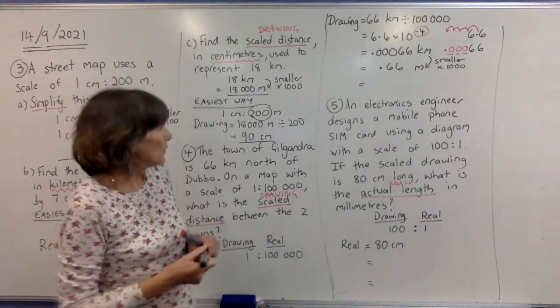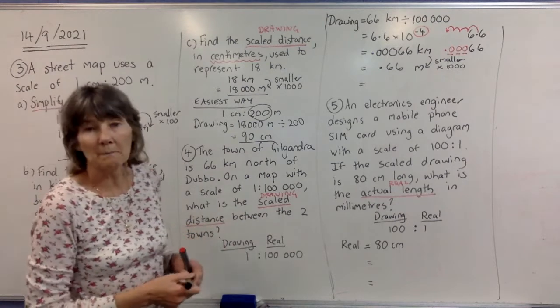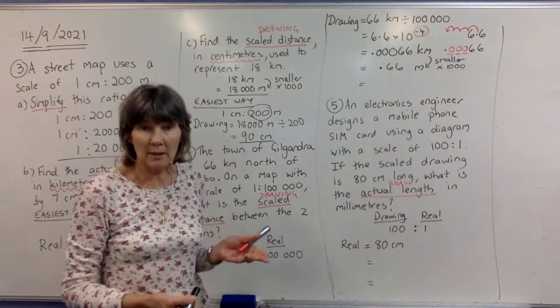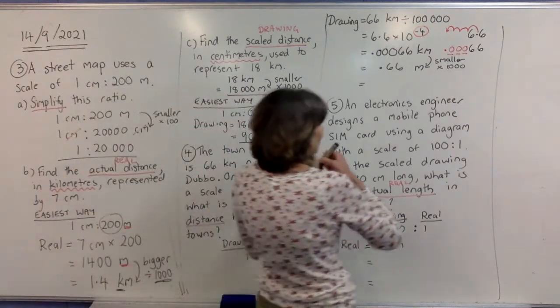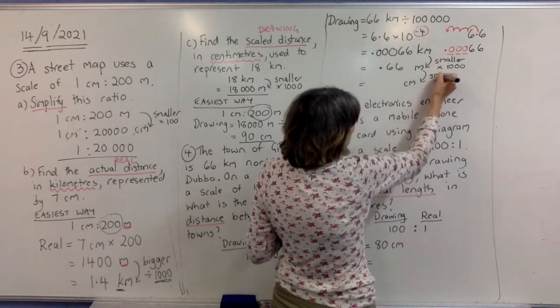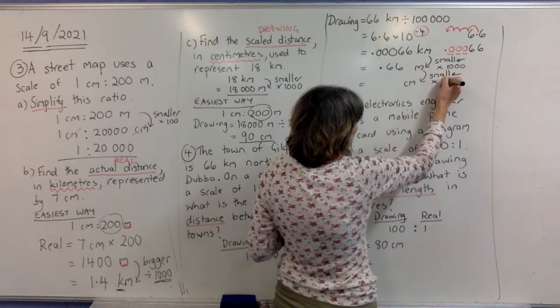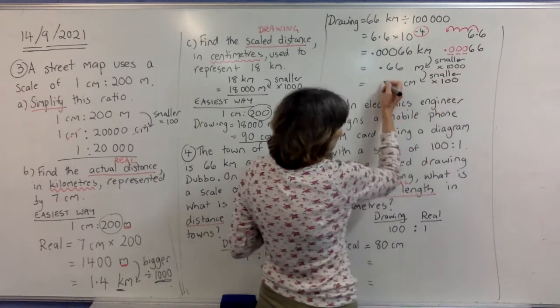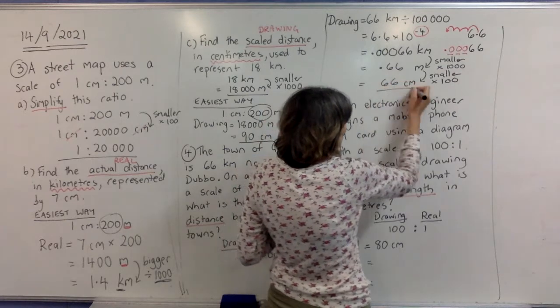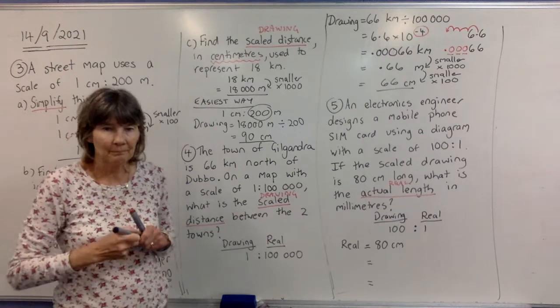So you then convert that to, did they tell us what units? No, they didn't. So we can either change this to centimetres or millimetres. Take your pick. I might go to centimetres. I'm going smaller again. So I'm going to do times by 100. And that will give me 66 centimetres for my drawing measurement.